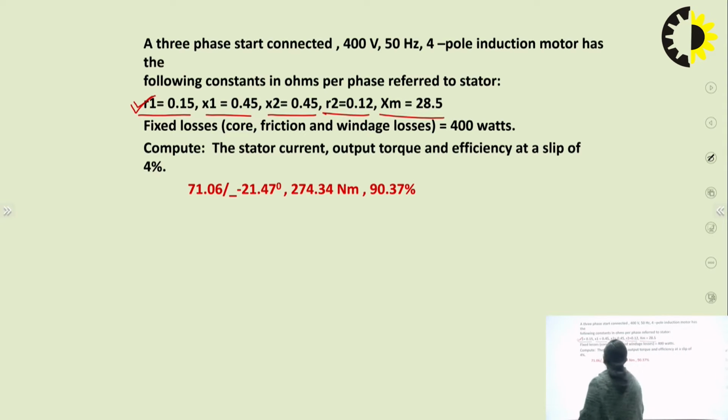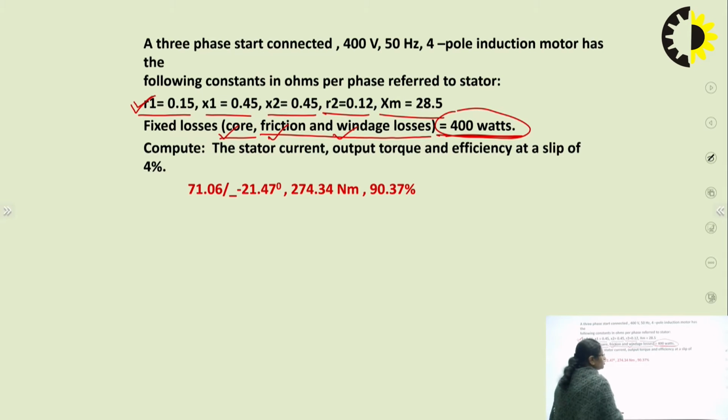Besides this, the fixed losses, that is core, friction and windage losses are given as 400 watts. So core loss is combined with the friction and windage losses and collective constant losses are given to us as 400 watts, right? We need to determine the stator current, the output torque and the efficiency of the machine at the operating slip of 4%, that is at the operating slip of 0.04, right? Answers I have mentioned over here. Now let us see how to solve the question.